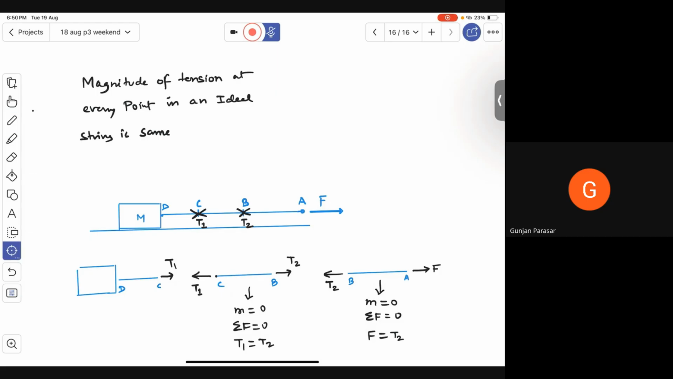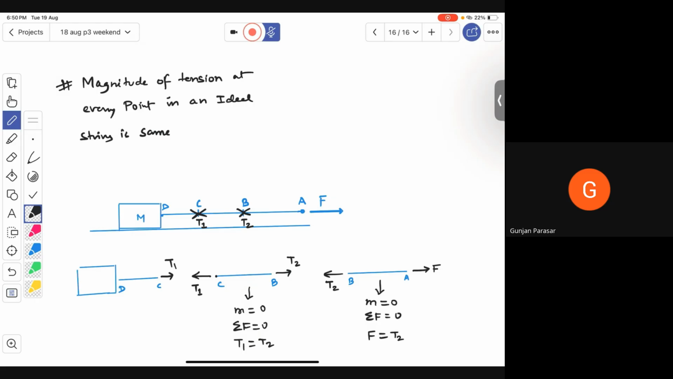Because of that, what you really see is that the tension at points C and B, which I took as arbitrary points, not some special points, like that, any two points I select, the tension at those two places will come equal because of this reason. The magnitude of tension in the same string, obviously in the same string, not every string of the world, which is an ideal string, will be the same. I hope this point is clear to everyone.